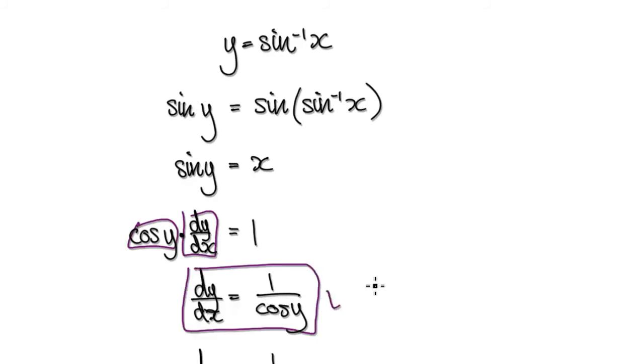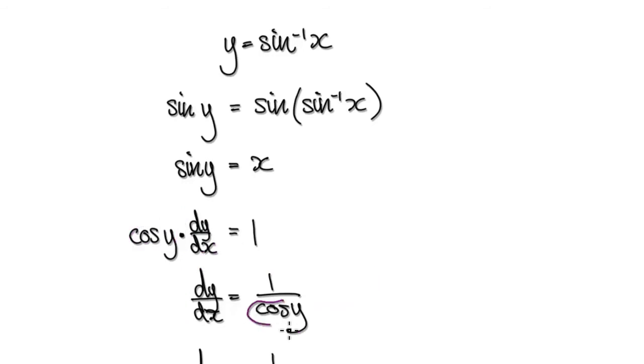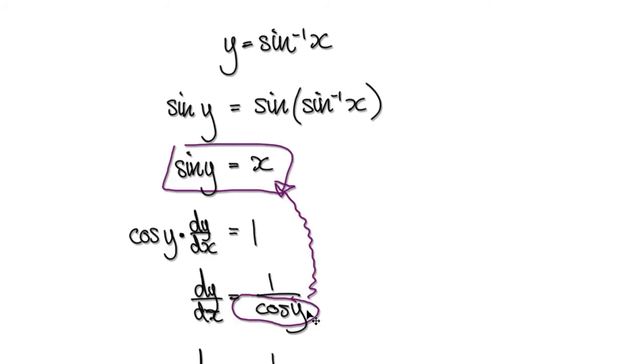This is acceptable. But we don't want the answer in terms of y. So we need to go back to here, and then we need to translate cos y. We don't want the answer in terms of y. We want everything in terms of x. So go back to here.